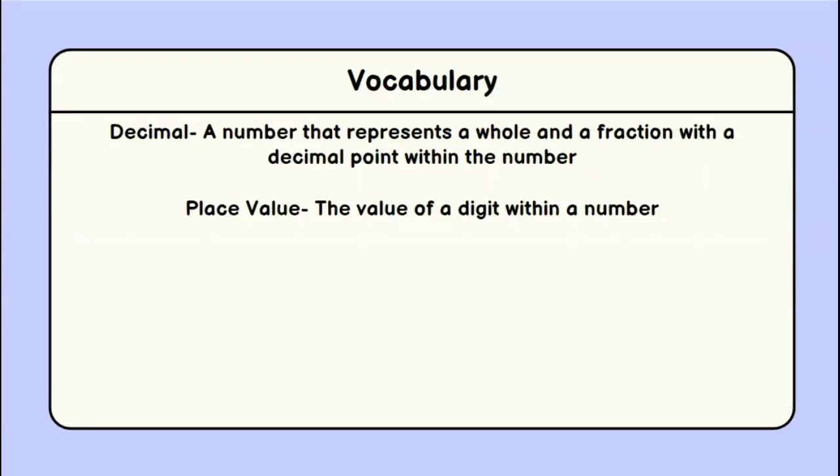Vocabulary that you'll want to know is what a decimal is, knowing that it is a number that represents a whole and a fraction with a decimal point within the number. The decimal point changes the value of the number. You'll also want to know place value, which is the value of a digit within a number.